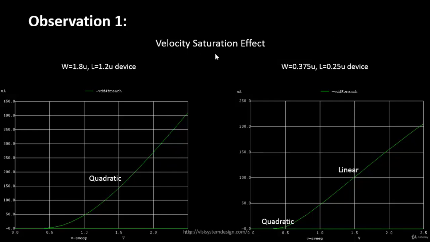This eventually we'll find out becomes one of the regions of operation. So initially you had three regions of operation: cutoff, linear, and saturation. For lower nodes, you will have four regions of operation: cutoff, saturation, linear, and velocity saturation. Okay, so let's get into the concept of velocity saturation first.